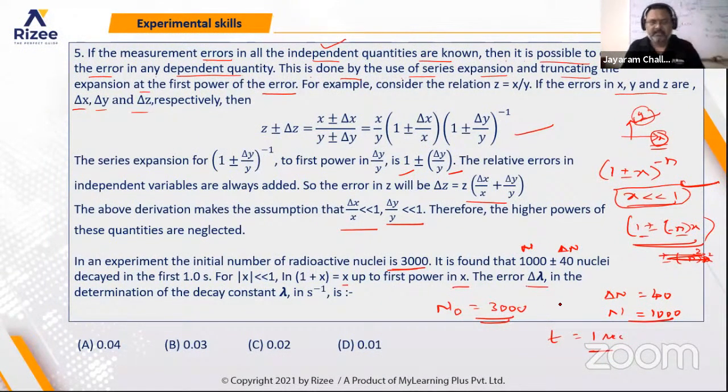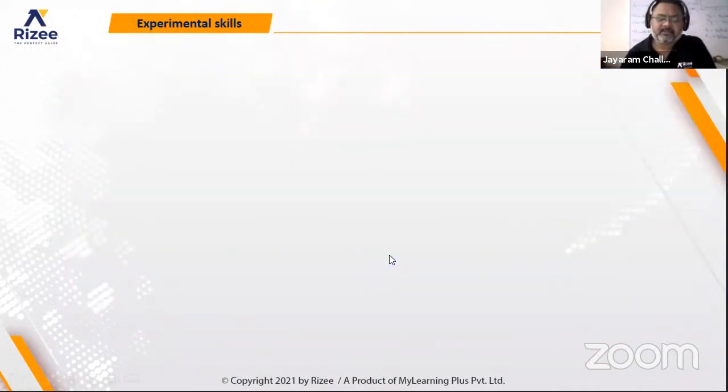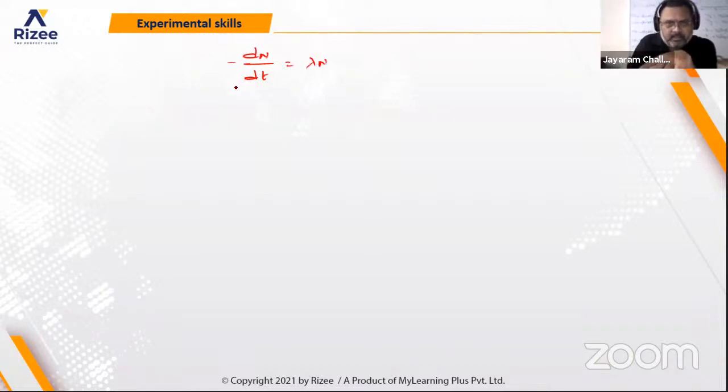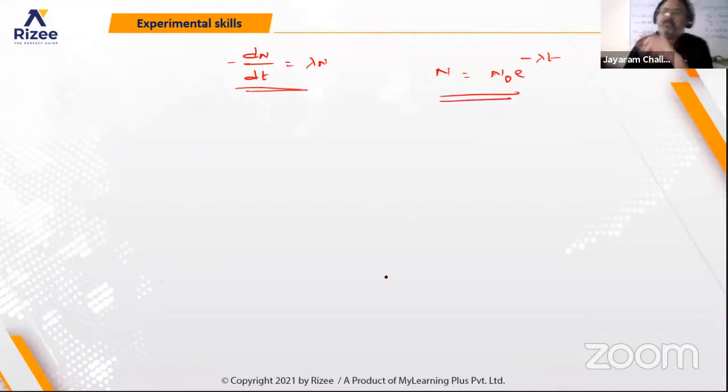The error delta lambda in the determination of the decay constant lambda, he's asking what is the delta lambda. So first thing we have to get is the delta lambda. What is the relation between the number of nuclei and the lambda? According to the basic definition, the rate of disintegration dn by dt is equal to negative, because it is decreasing, lambda into n. From this we can get that n is equal to n naught into e to the power of minus lambda into t. This is the most important one. So now from this we need to get the delta lambda.